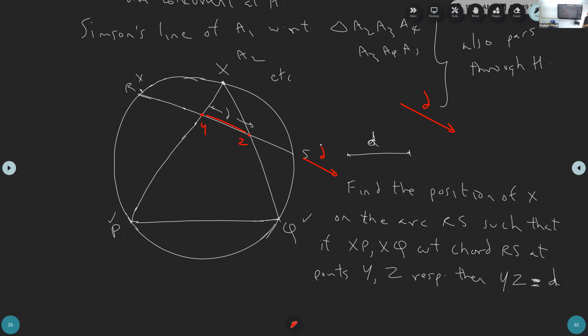What else is not changing? The point X is going on this circle. So what will happen? The angle PXQ is not changing. This angle also not changing, correct? This angle is also fixed. So this angle is fixed. This vector is fixed. So, so what?